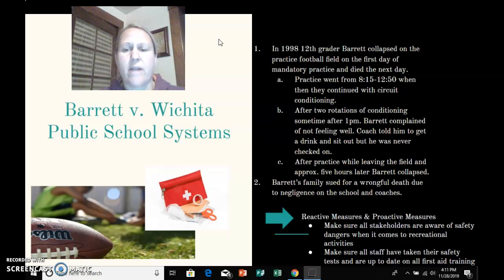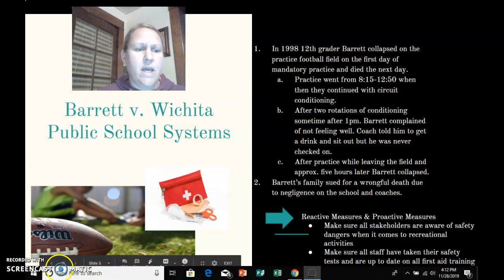Reactive measures and proactive measures for this one. For reactive, if something like this happened, you've got to make sure that your coaches and your staff know what they should be doing. It's hugely important for the safety of all the kids. You've got to make sure all the staff have taken their safety tests and are up to date on all their first aid training. And you can't take anything as a joke. And you need to be checking on your students when they say they don't feel good.